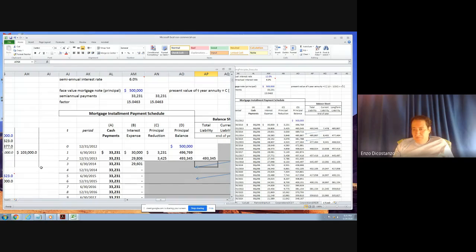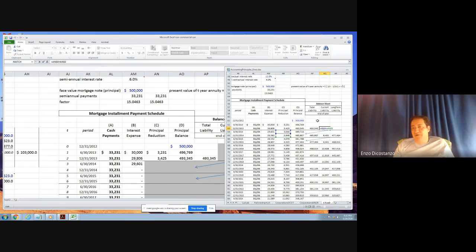There it is right there. The current liability is the next two principal reductions. And then the longer term liability is the difference between those two. Okay, again, this is just how the book defines current liabilities and long term liabilities.